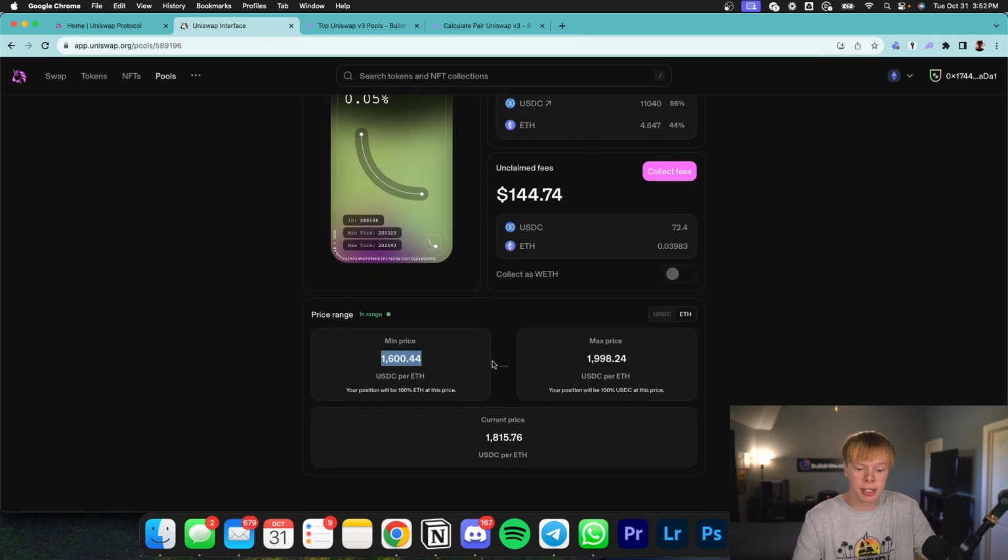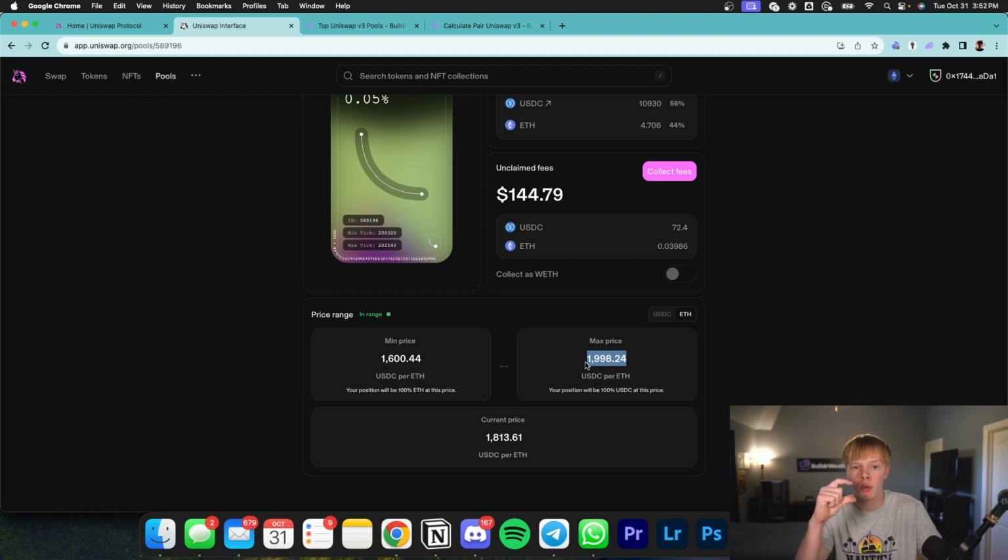Let's assume my range is $1,600 to $2,000. I want to get out before I finalize too much permanent loss, which means I don't want to get out after I go out of range. I want to get out before I go out of range. So ideally, I'm going to get out at a price point of maybe $1,900, or maybe if the price does start to go down, I'll get out at a price point of roughly $1,700.